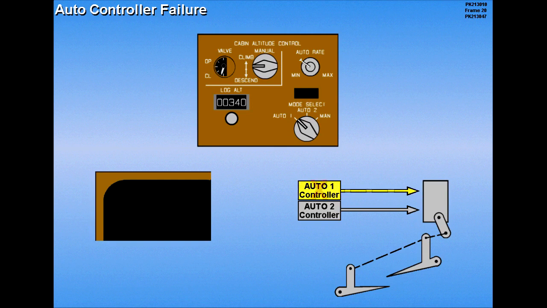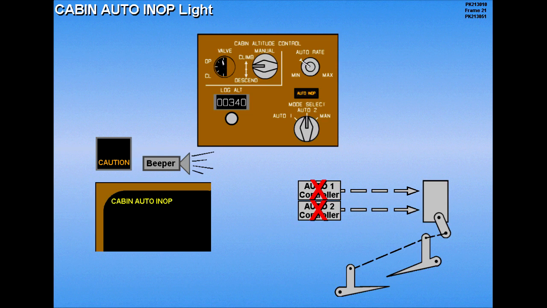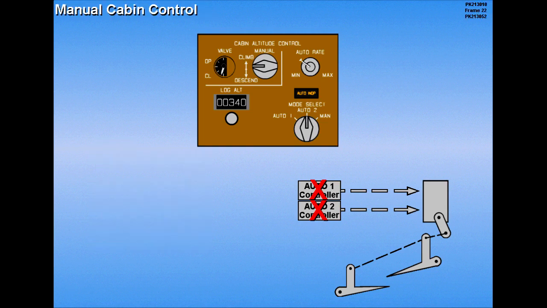Should the selected autocontroller fail, power automatically transfers to the armed controller. The cabin altitude auto-inop light illuminates if both controllers fail. The failure is also indicated by a caution alert and the associated ICAS message. With the failure of both Auto 1 and Auto 2, the outflow valve remains in its last controlled position.